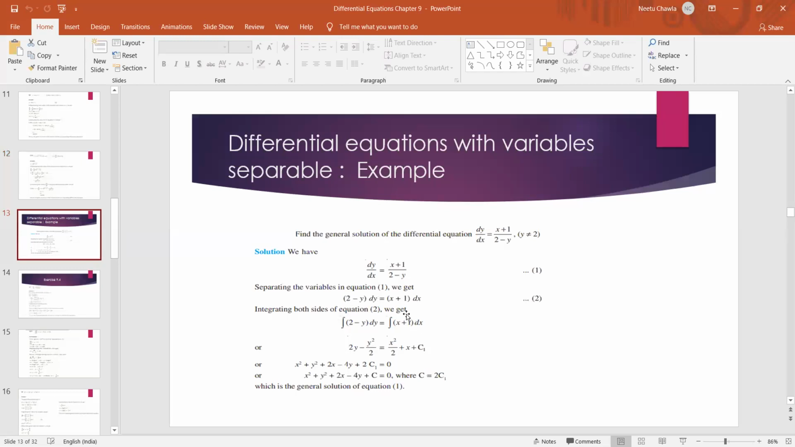So putting the sign of integration both the sides, integration of 2 will be 2y and integration of y is y square upon 2. Similarly, for the integration of x is x square upon 2 plus x plus c1. We'll put the constant of integration towards only x side and not towards both the sides. And finally, taking the LCM and taking all the terms towards left hand side. And this is the general solution of the given differential equation. So basically what we have to do in exercise 9.4, we have to just separate our variables and we have to integrate it so that we can easily find the value of y.